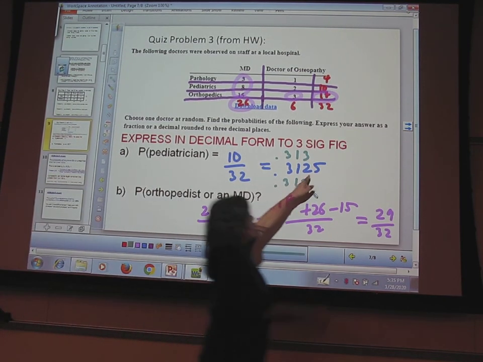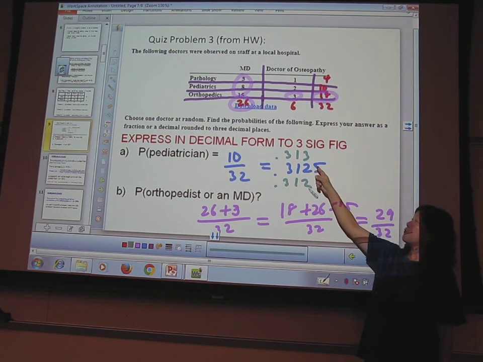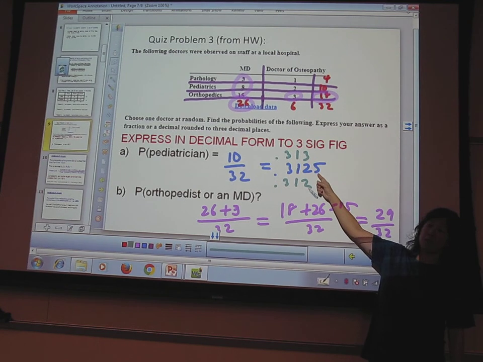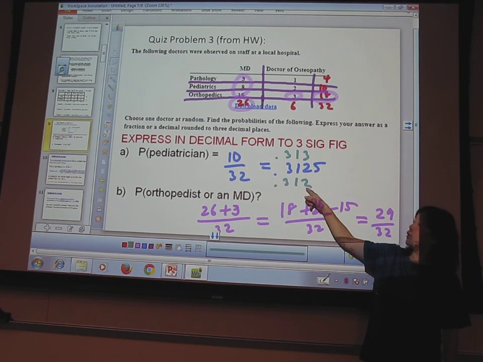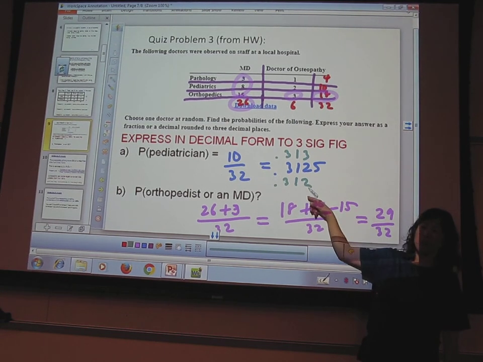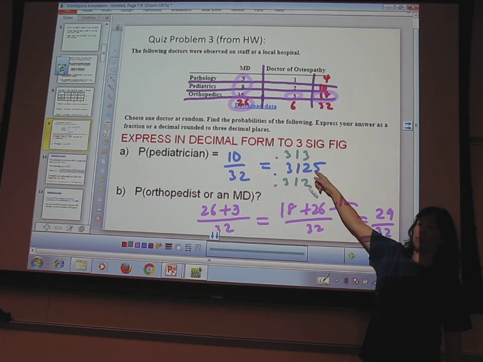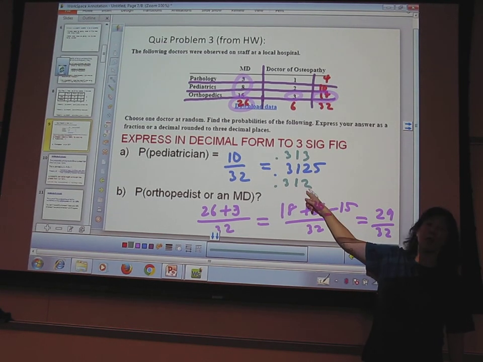So look, if this is 5 or more, I round up to 0.313. If this is less than 5, if it's a 4 or less, I round down to 0.312. That's what they mean by rounding down. They don't mean round down to 0.311. They mean this is less than 0.3125, so you'd round down to this.